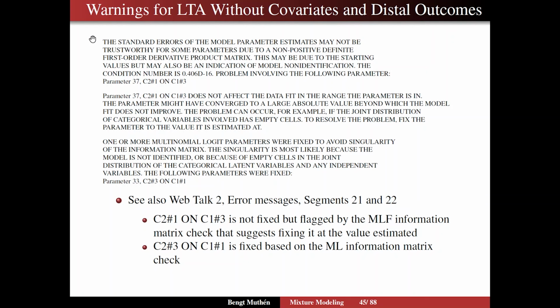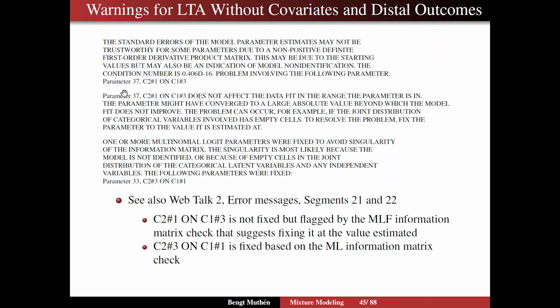Here is what you see. The standard errors of model parameters may not be trustworthy. Non-positive definite first-order derivative matrix. That first-order derivative matrix is what we also refer to as something produced by the MLF, F as in Frank, or first-order version of maximum likelihood estimation. It's a special way to compute the standard errors that is the most sensitive version to catch problems like this.